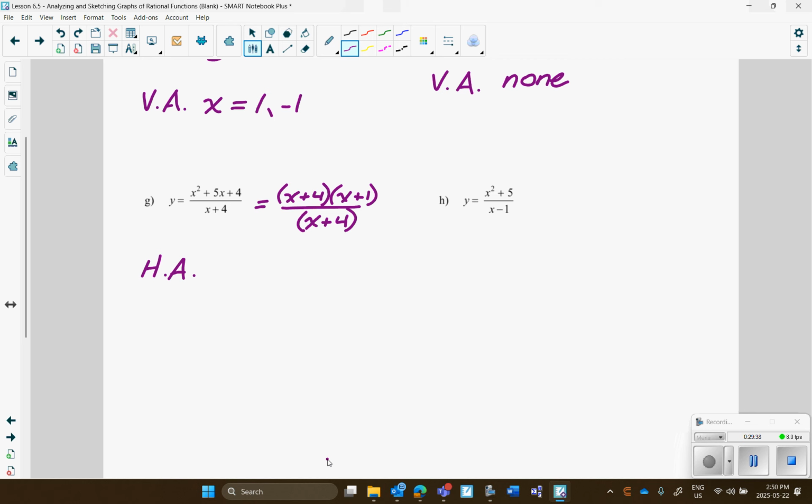Degree of this? If this is bigger than this? No. If this is less than this, it's y equals 0. No. If there is none. Remember, degree is greater. Degree of numerator, I'll write that actually. Degree of numerator greater than the degree of the denominator. And whenever that happens, it's none. No HA.